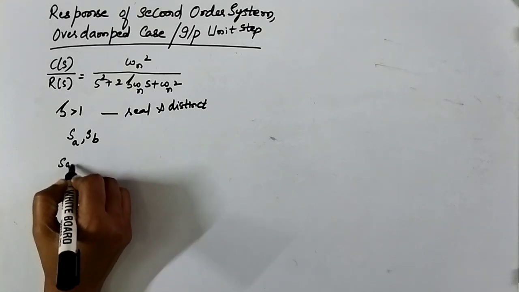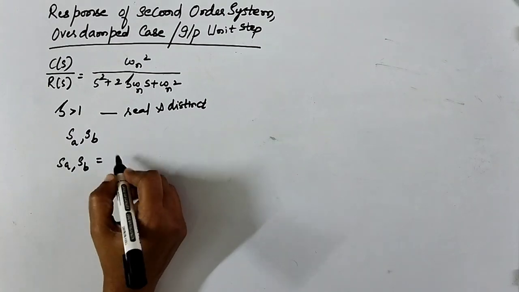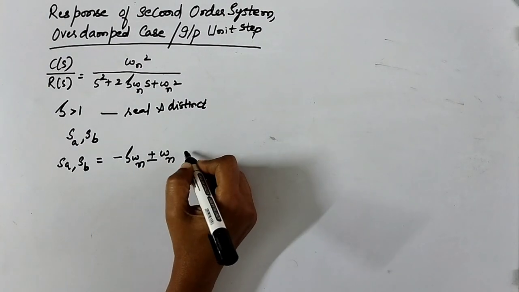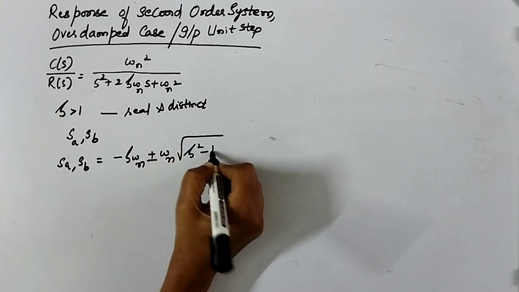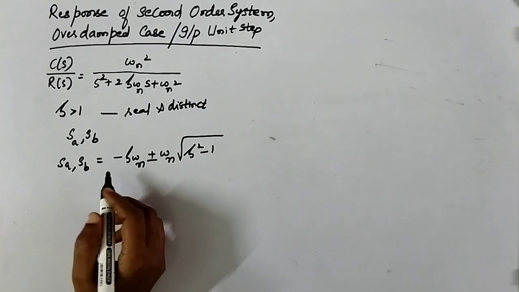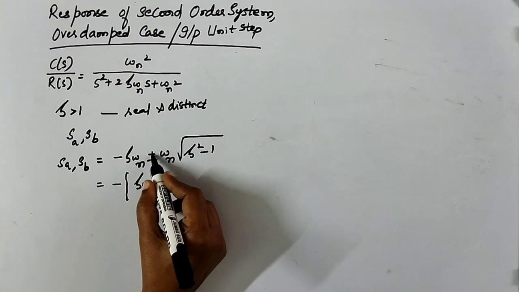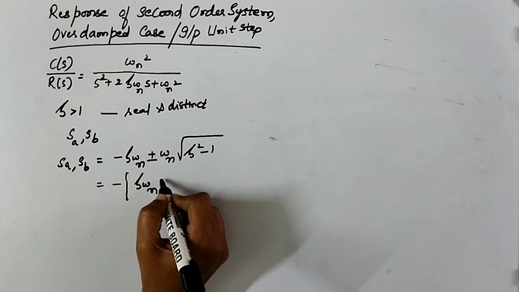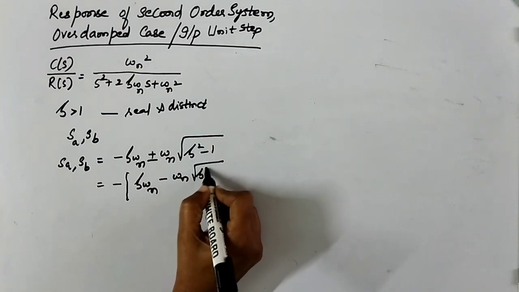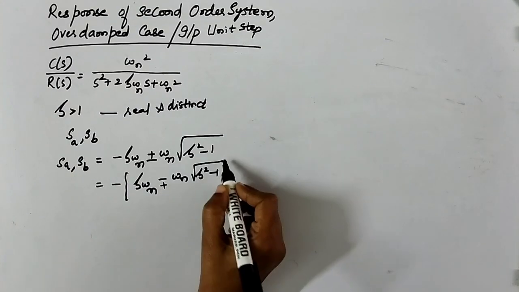Now, SA and SB would be equal to minus zeta omega n plus or minus omega n into root over zeta square minus 1. This we have found out from the earlier sessions. Now, taking out minus common here, we get minus omega n times zeta minus root of zeta square minus 1, and taking out minus common here, we have plus here.